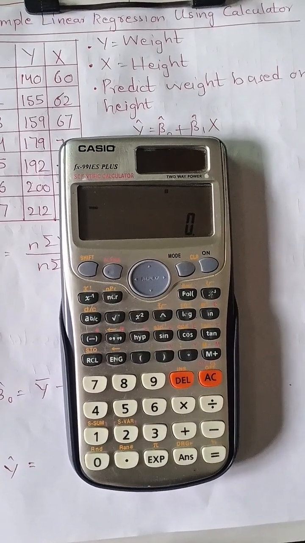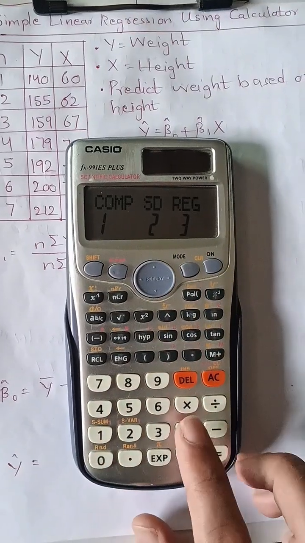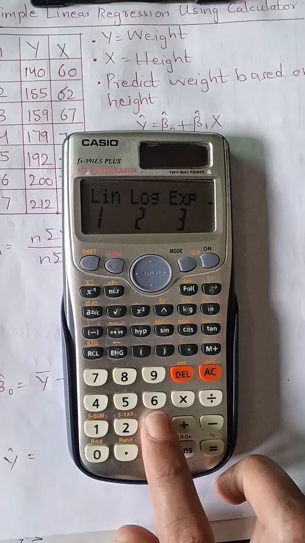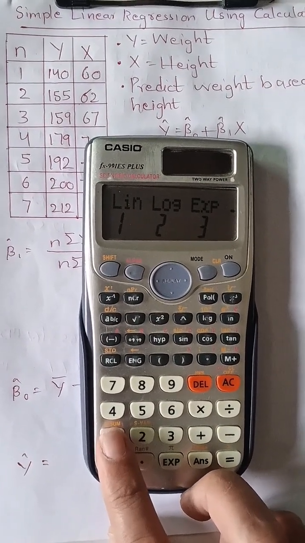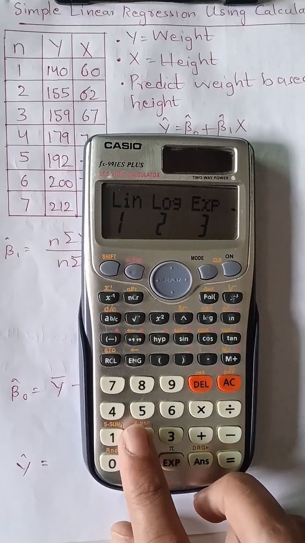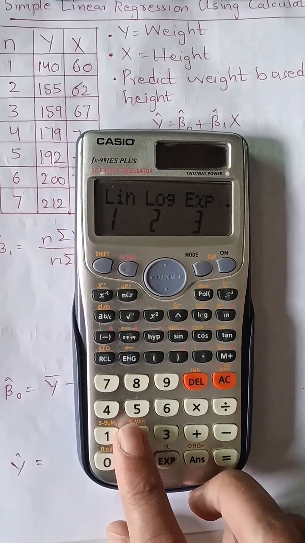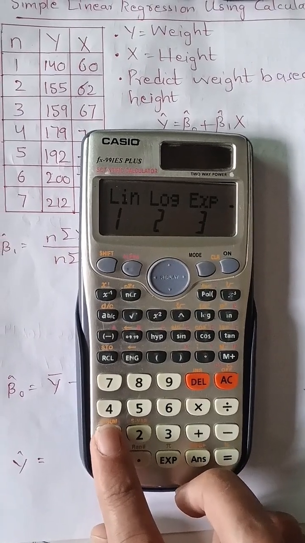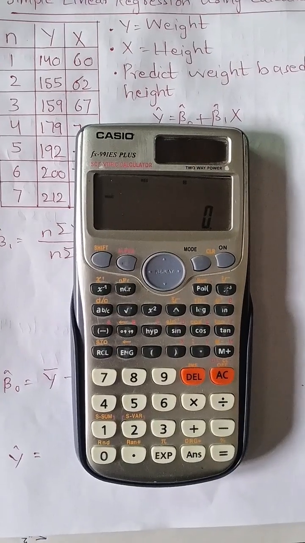Now we need to run the simple linear regression. For this purpose we need to go to mode, regression, and press 3, and we want to run the linear regression, and so we press 1. If we want to run the log regression, then we need to press 2, and for exponential regression press 3, but we will stay with linear equation now. Press 1. So now the calculator has been set to the linear equation mode.